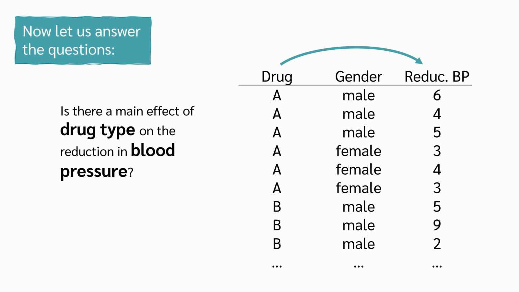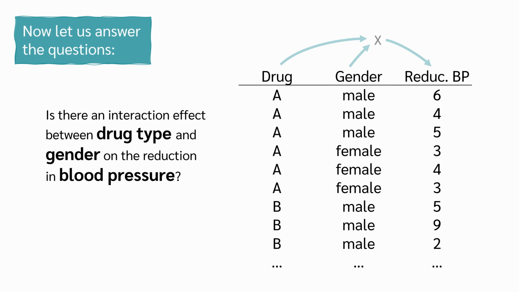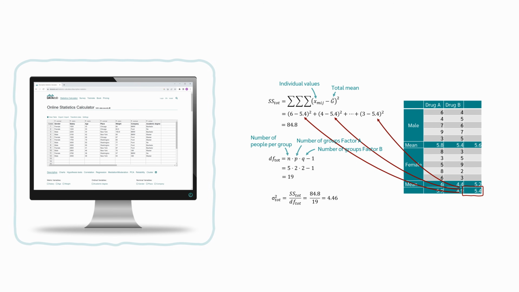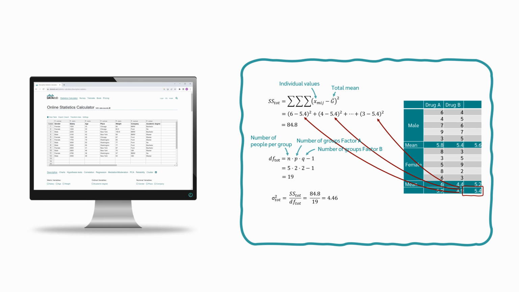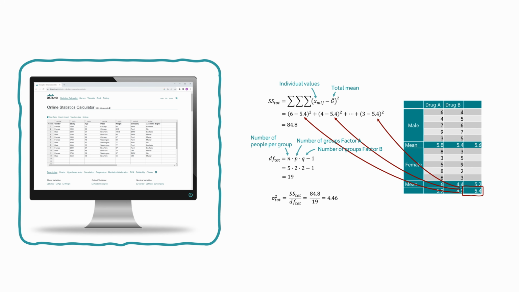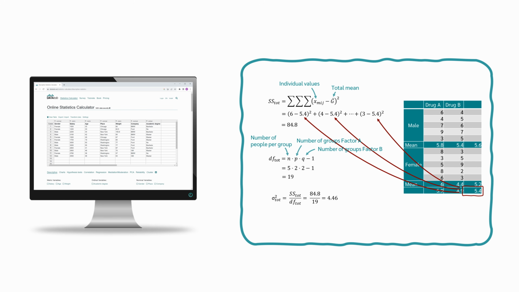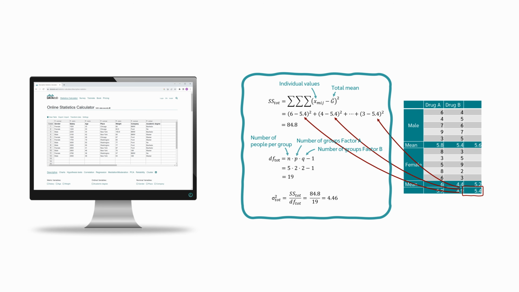Now let us answer the questions. Is there a main effect of drug type on the reduction in blood pressure? Is there a main effect of gender on the reduction in blood pressure? And is there an interaction effect between drug type and gender on the reduction in blood pressure? For the calculation, we can use either a statistical software like DataTab or do it by hand. First, I will show you how to calculate it with DataTab and how to interpret the results. At the end, I will show you how to calculate the ANOVA by hand and go through all the equations.